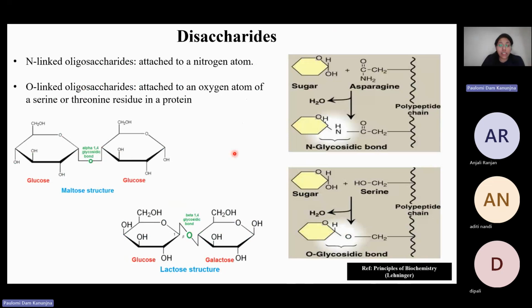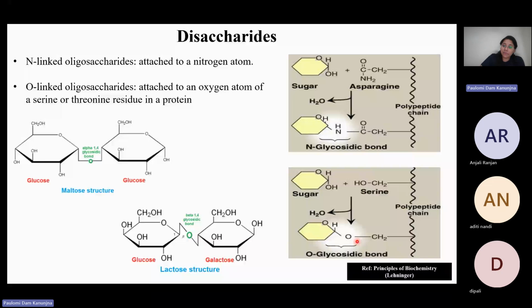So the next one is disaccharide. In simple terms, they are basically two sugars coming together. They are formed by glycosidic linkages. The glycosidic bonds can be of two types: N-linked and O-linked. In N-linked oligosaccharide, you have the sugar bound to a nitrogen atom. Where will you find nitrogen? Let's say asparagine in a polypeptide chain. If it binds via the nitrogen of asparagine, it is called N-linked, simple to understand.